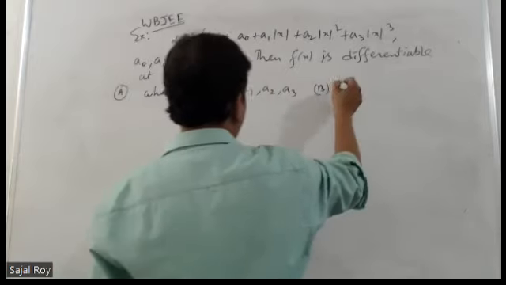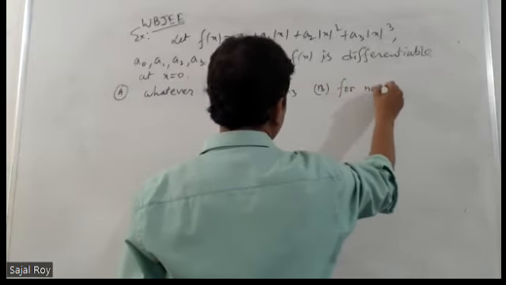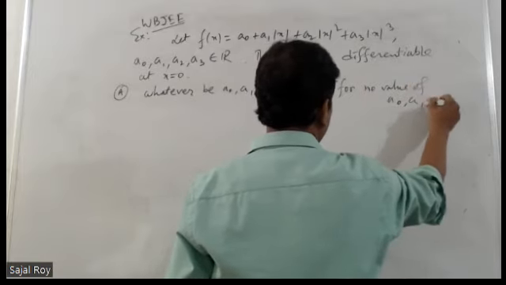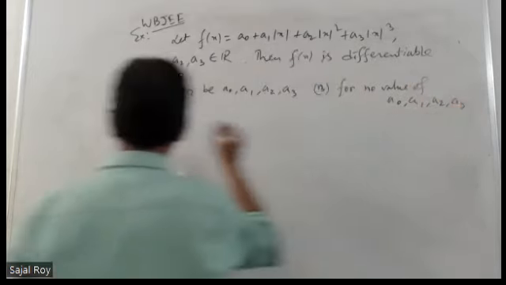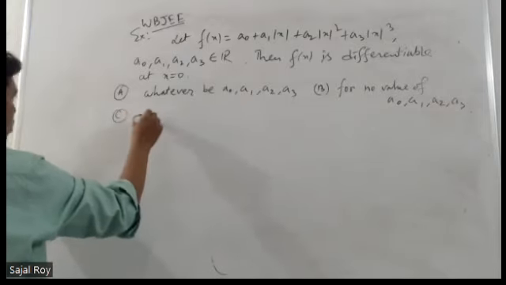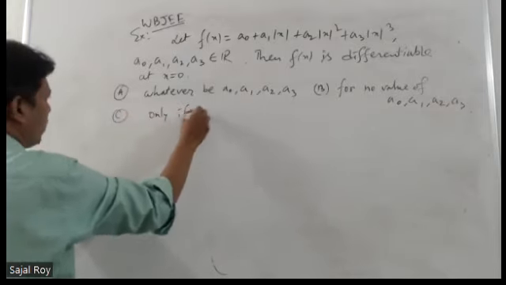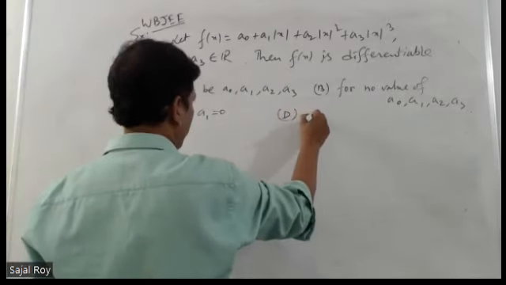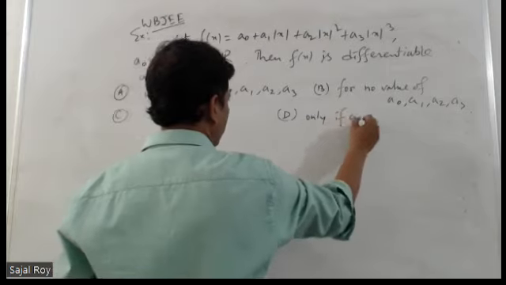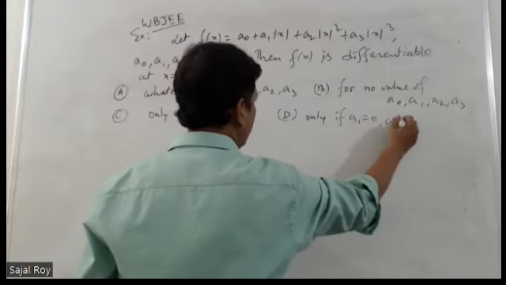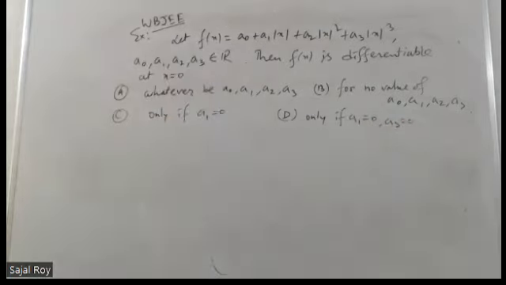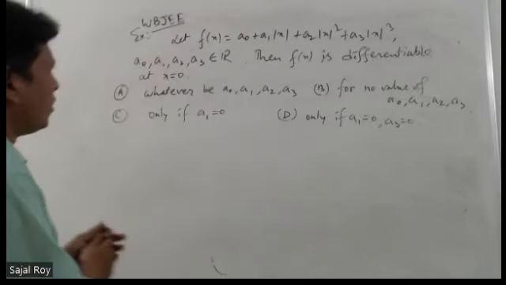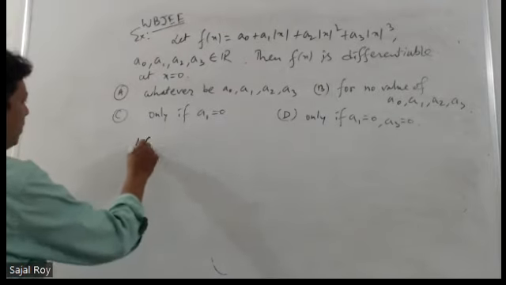Second option, for no value of a0, a1, a2, a3. Option C, only if a1 equal to 0, and D, only if a1 equal to 0, a3 equal to 0. Okay, I'm just giving you a hint. You have to check left hand derivative equal to right hand derivative.